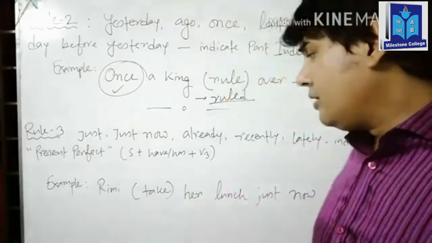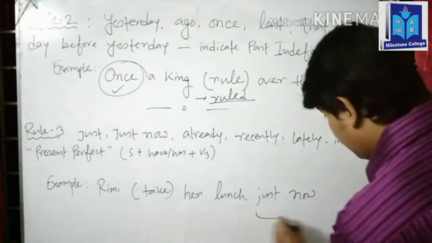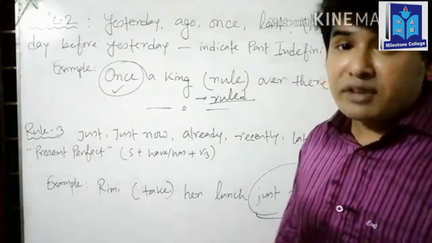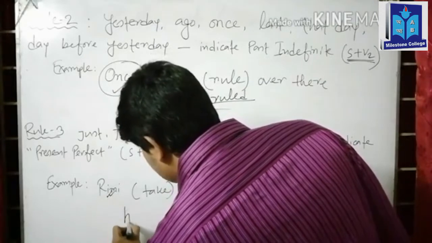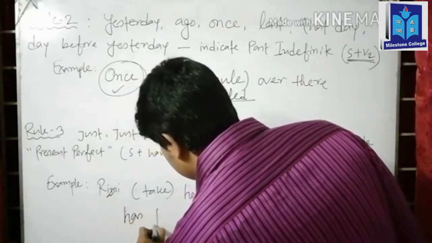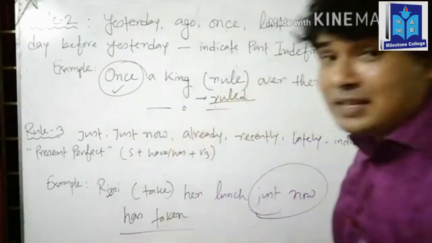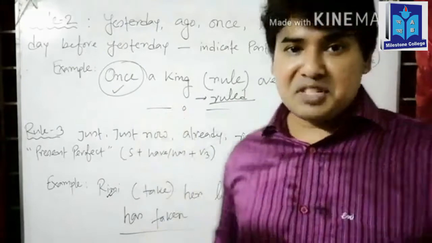Let's see the example. Rimi take her lunch just now. Here, just now, this phrase indicates present perfect tense. Rimi is third person singular number. That's why you have to give has there. Taken. Rimi has taken. So this is the answer. And we have learned there are two tenses, past simple and present perfect.